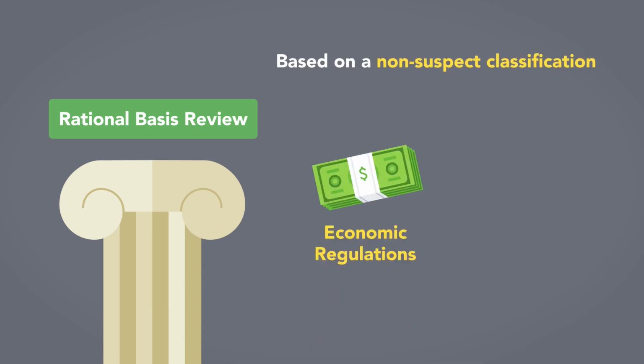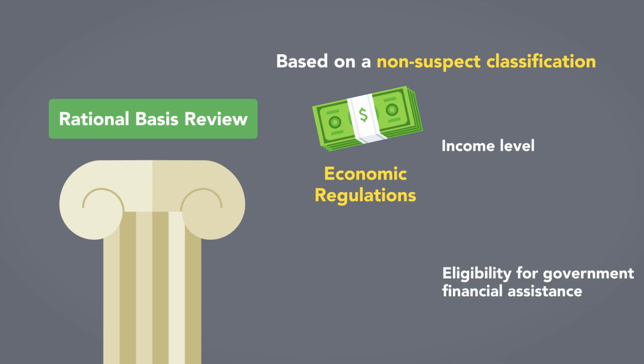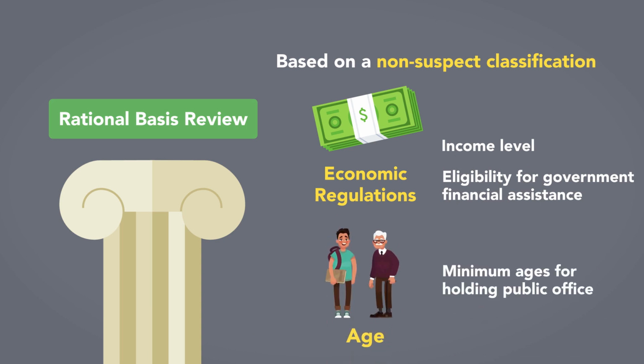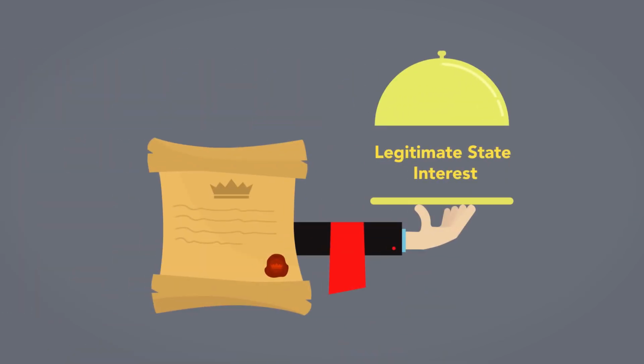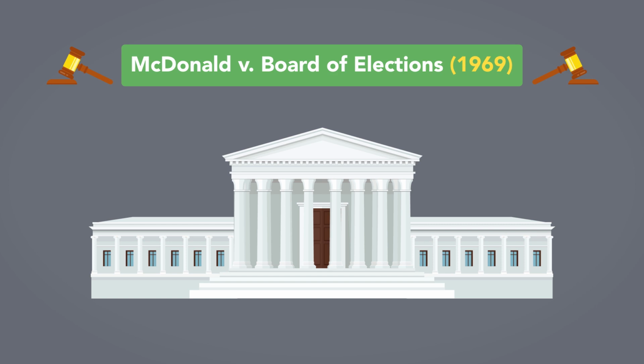Non-suspect classifications include economic-based regulations, such as those based on income level or eligibility for government financial assistance. They also include classifications based on age, such as setting minimum ages for holding certain public offices. As long as the law is rationally related to serving a legitimate state interest, a court will uphold it. The Supreme Court explained rational basis analysis in a 1969 case, McDonald v. Board of Elections, as follows.